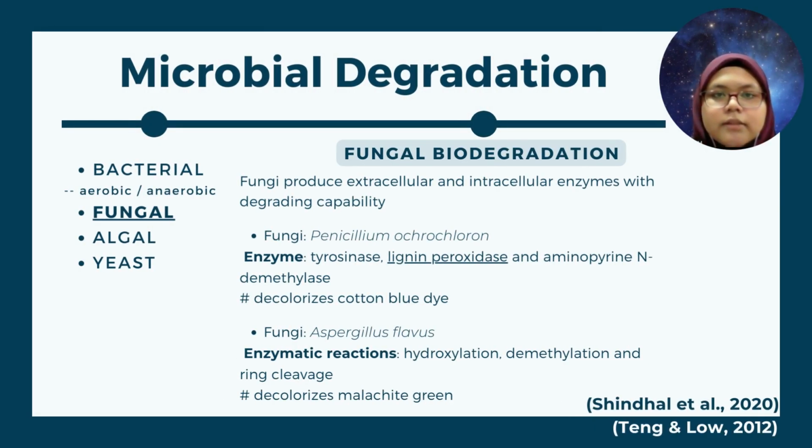Next is microbial degradation. The well-known microbial degradation used in color pigment wastewater removal is fungal biodegradation. This is closely related to the production of extracellular and intracellular enzymes by fungi, which have a degrading capability. For example, Penicillium ochrochloron produces lignin peroxidase that helps in decolorization of cotton blue dye, and the malachite green decolorization mechanism by Aspergillus gracilis includes enzymatic reactions like hydroxylation, demethylation, and ring cleavage.